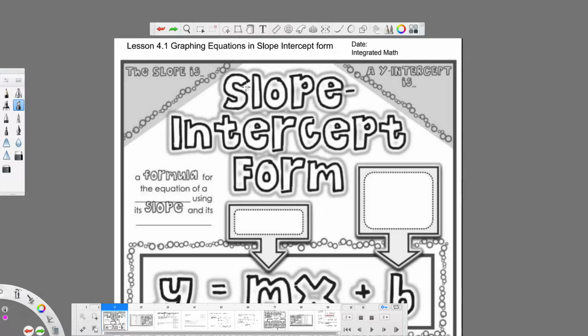So now what we're going to learn is how to use some of the pieces of a linear function that are a little easier to find when we're looking at a line and we're looking at even coordinates.